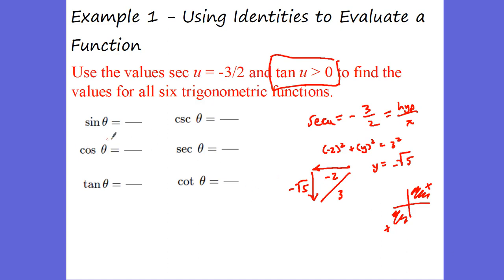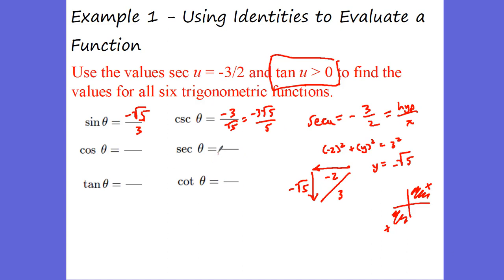Okay, so what's my sine of theta equal to? Well, sine of theta in this case is equal to my y value, which is negative root 5, over the hypotenuse, and what was the hypotenuse? It is 3. So we have negative root 5 over 3, which means the cosecant is going to be the reciprocal of that, negative 3 over root 5, which means we have to rationalize that. We have negative 3 root 5 over 5. That's the rationalization of that.